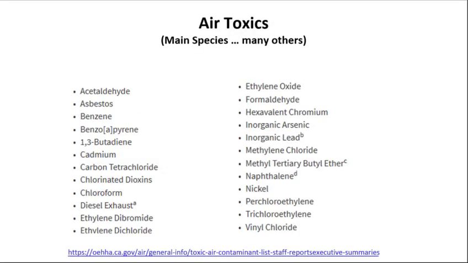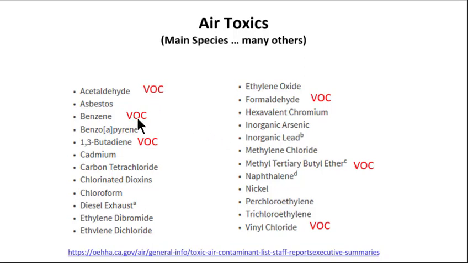The following is a list of some of the common air toxics. As you can see, these consist of various esoteric species. However, they can be summarized within certain groups that may be more familiar. The first are various species that are volatile organic compounds, or VOCs.